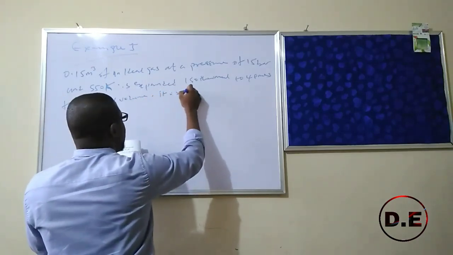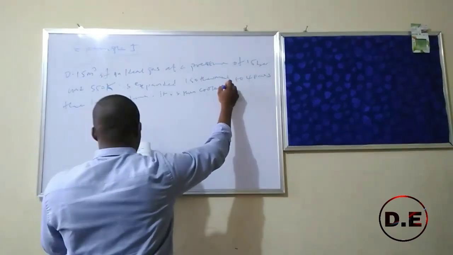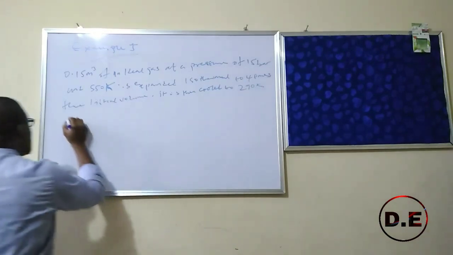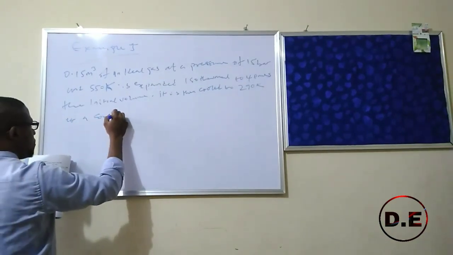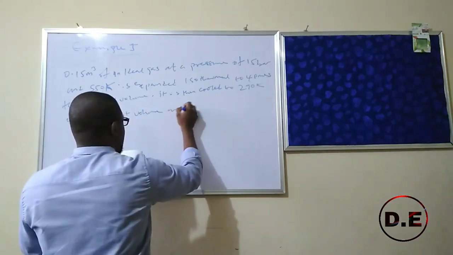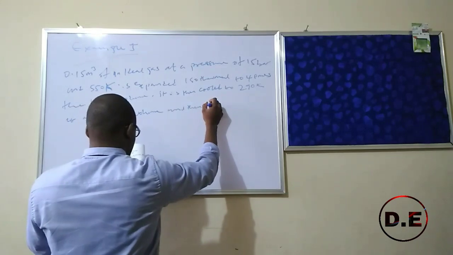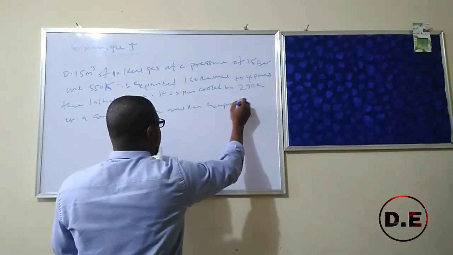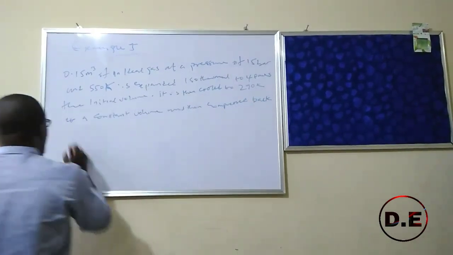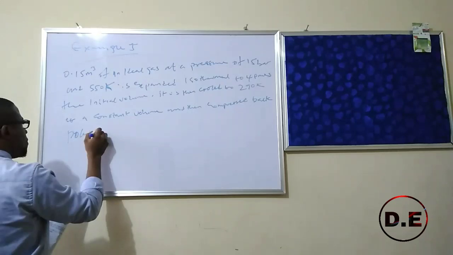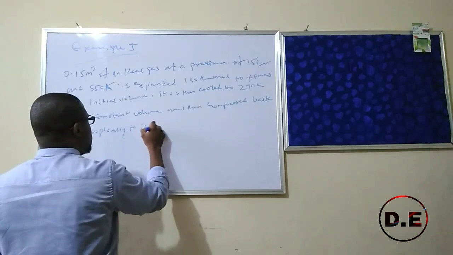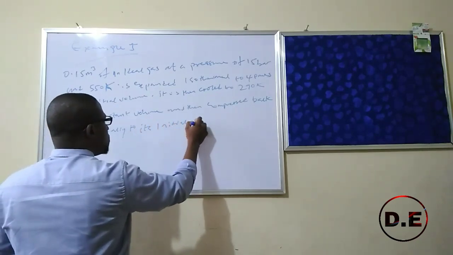It is then cooled to 290 Kelvin at a constant volume, and then compressed back polytropically to its initial state.